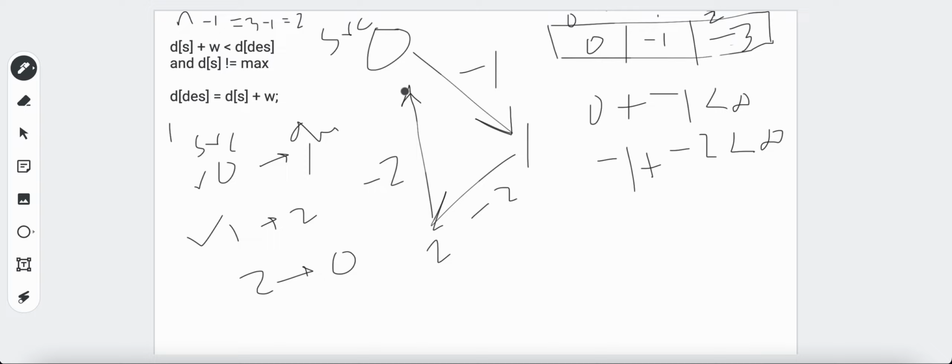Now from 2 to 0 also we have an edge. What is the distance of 2? It's minus 3. What's the weight? It's minus 2. Is it less than 0? Yes, it's less than 0. That means minus 5, so this value will be updated as minus 5. So now we have done one relaxation step. Now we are going with the second.